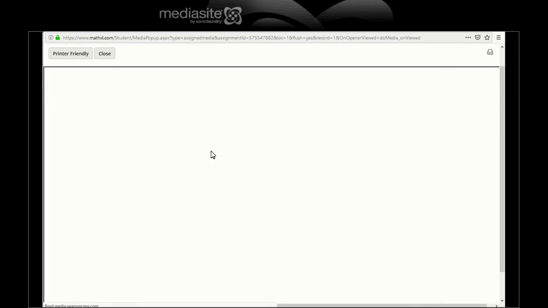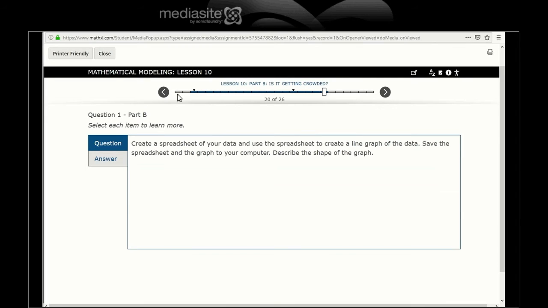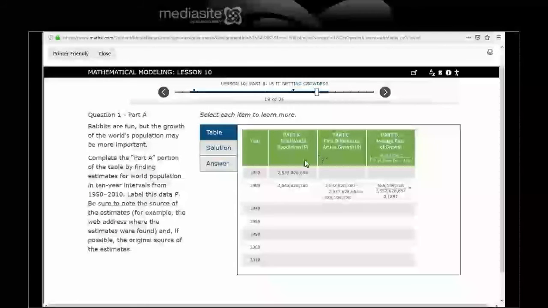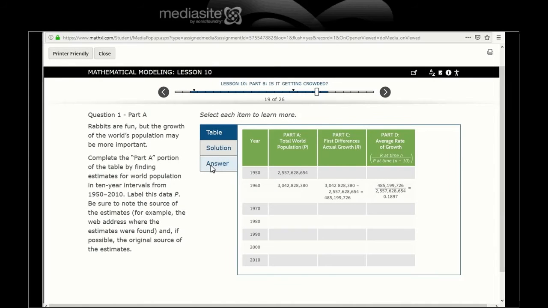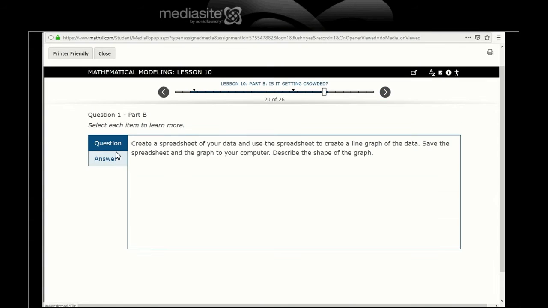Okay. Yeah, just Part A. We'll probably do C and D later. All right, create a spreadsheet of your data and use the spreadsheet to create a line graph of the data. Save the spreadsheet and the graph to your computer. Describe the shape of the graph.